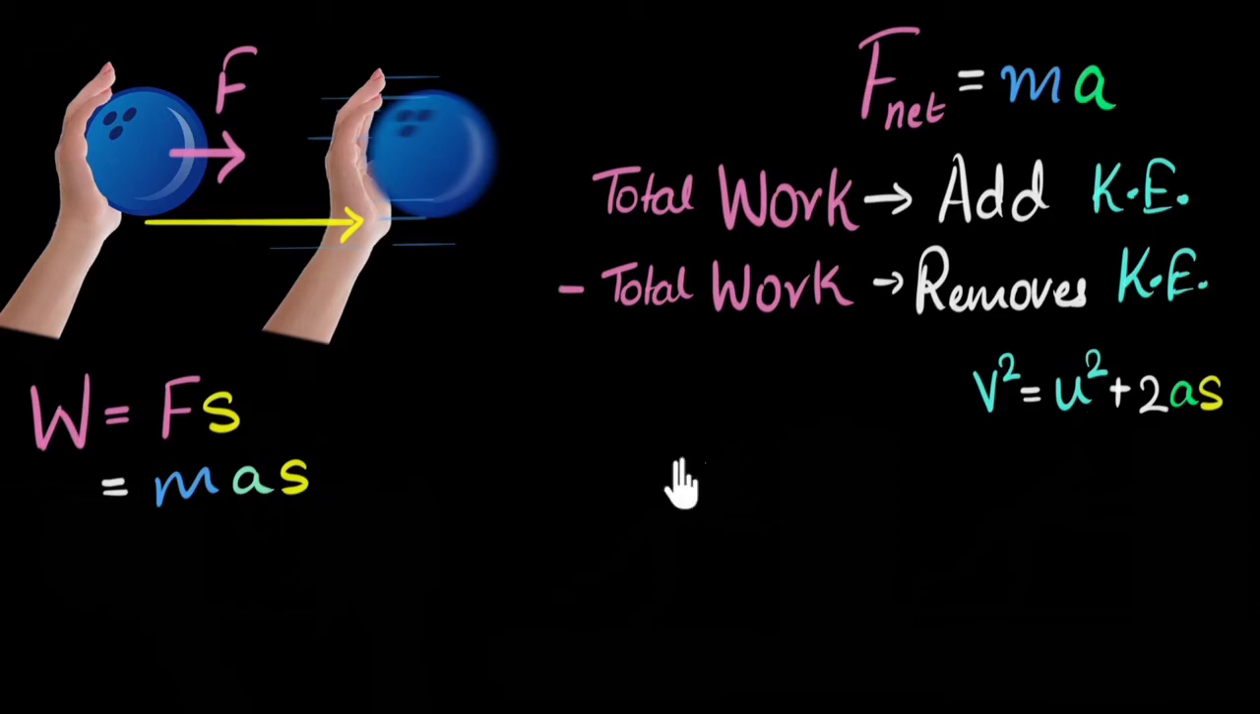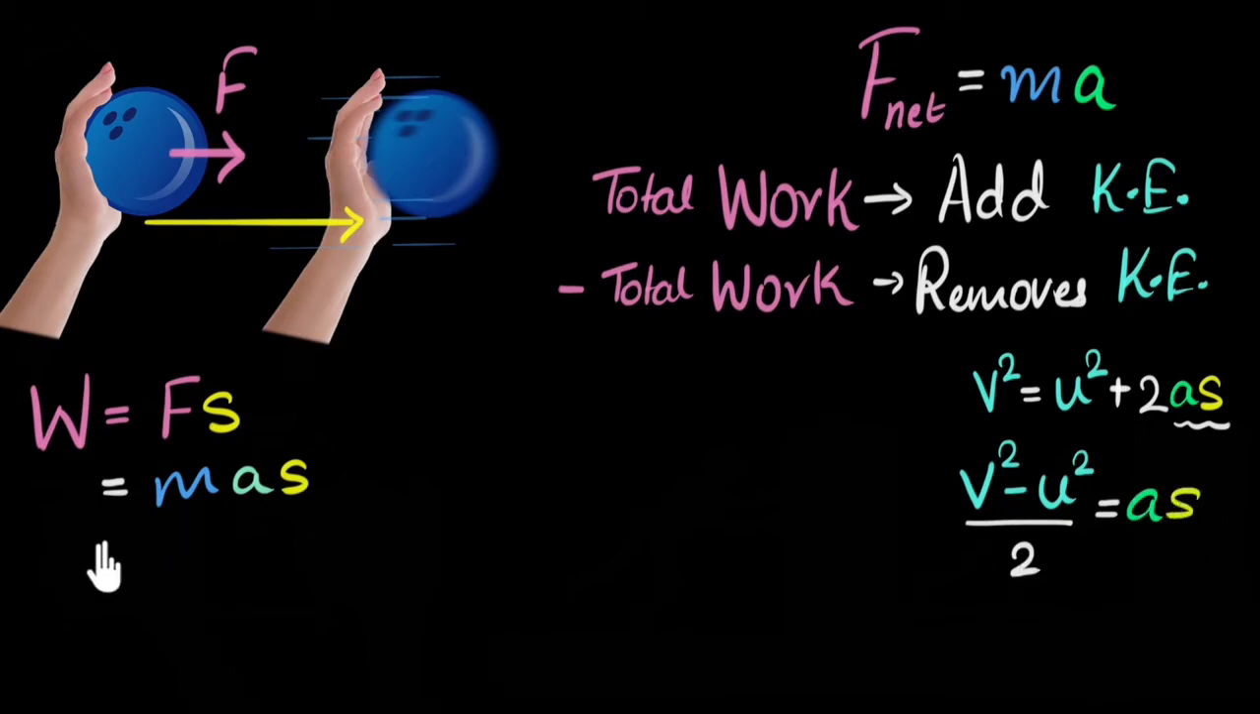So I want to get rid of as, isn't it? So let me isolate this on one side and put everything else on the other. If I rearrange this, we'll get v squared minus u squared divided by 2 that equals a times s, right? So now I can substitute that over here. So that'll give me m times as is v squared minus u squared divided by 2.